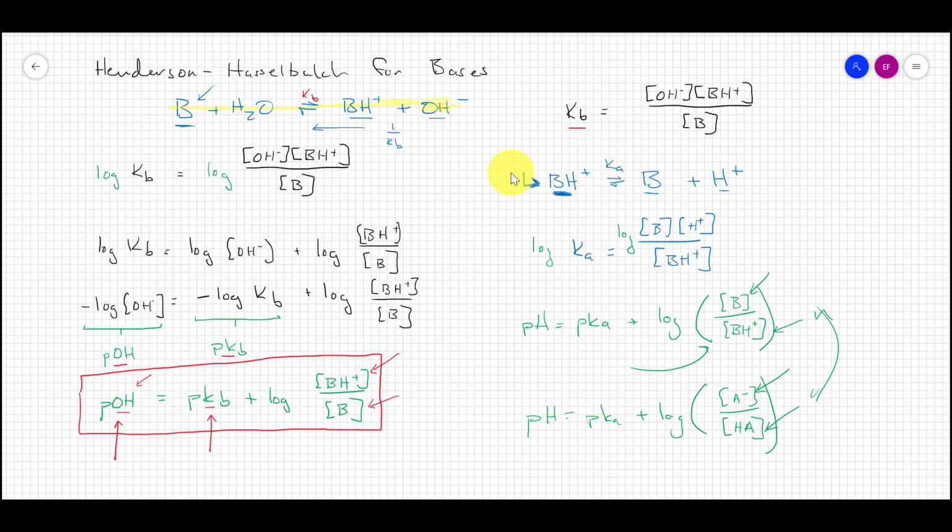In certain cases, one is more convenient than the other. I just want to make really clear that Ka is associated with the protonated form of something, and Kb is associated with the non-protonated form of something. Since we're dealing with weak acids and conjugate bases, it gets a little confusing when you're talking about weak bases and their conjugate acids, but really the expressions are the same.